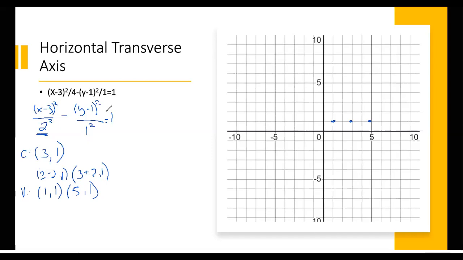Now we want to draw the box that our asymptotes are going to go through. I'm just going to draw that in red. Our boxes are going to go through our vertices and our co-vertices. For our co-vertices, we go up and down one from our center. So these are our co-vertices, and now we can draw this box here. And then we want to draw the lines that go through the corners of this box and through the center.